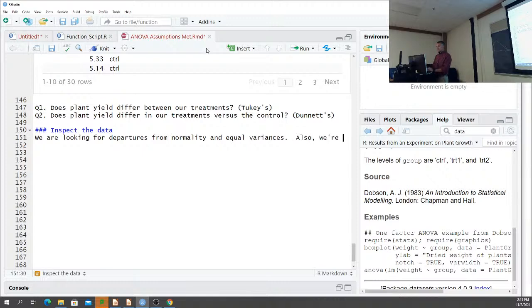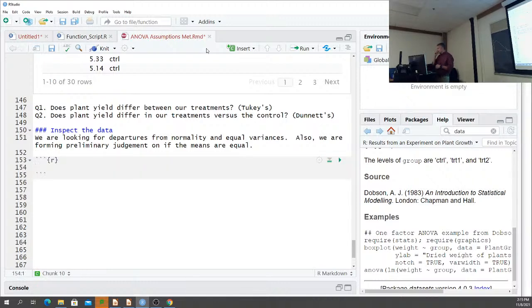Also, we are forming a preliminary judgment on if the means are equal. All right, that's what we're going to do. We're just going to look at our data. So in R, we can just use the plot function to look at the data. We can do it numerically, or we can do it graphically. I like to do it graphically.